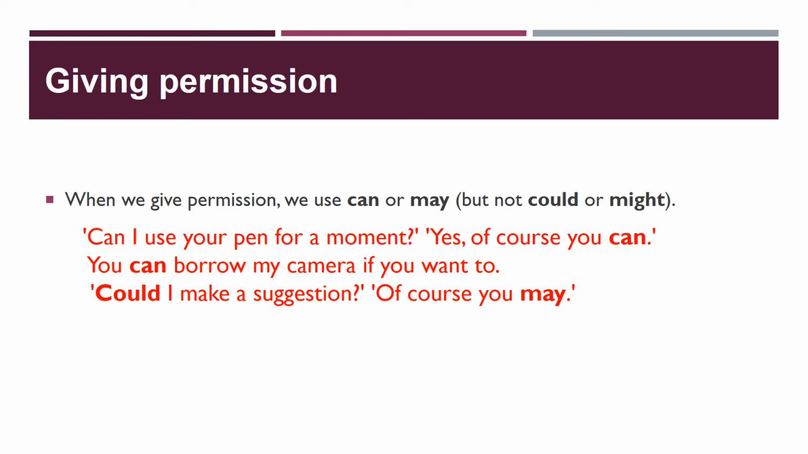Okay, what about giving permission? When we give permission, we use can or may, but not could or might. This is when you give permission and not ask for permission. For example, can I use your pen for a moment? Yes, of course you can. You can borrow my camera if you want to. Could I make a suggestion? Of course you may.